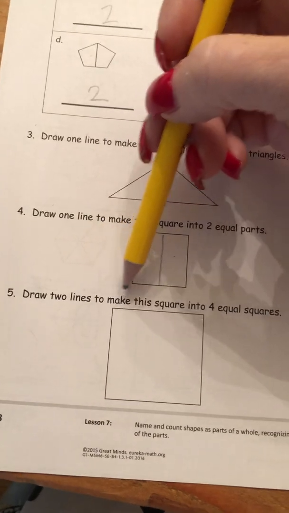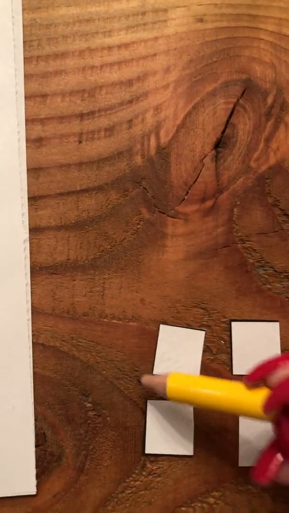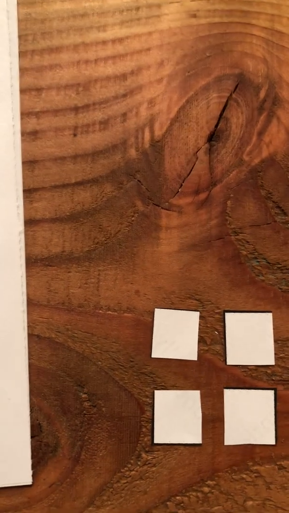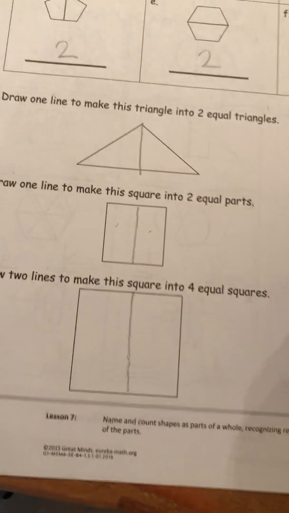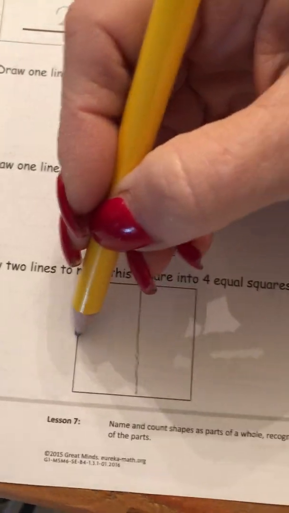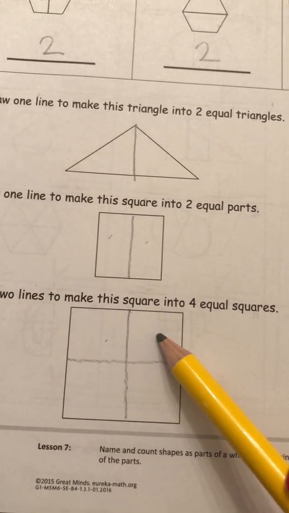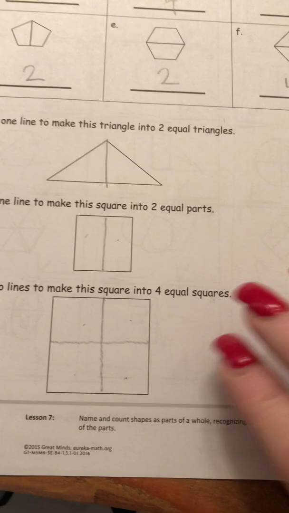Draw 2 lines to make this square into 4 equal parts. So do I draw a line down the middle and then a line through the other side through the middle? Both ways, that'll make 4 equal parts, right? So if I draw a line down the middle and across, let's make sure I got it right. I have 1, 2, 3, 4. So I have 4 equal parts, like they said.